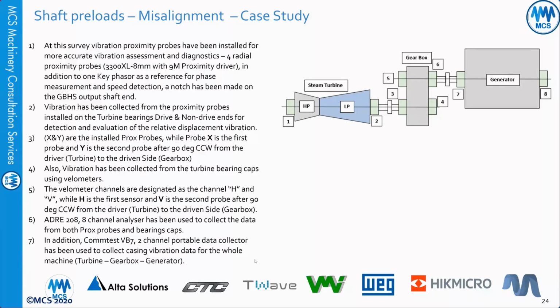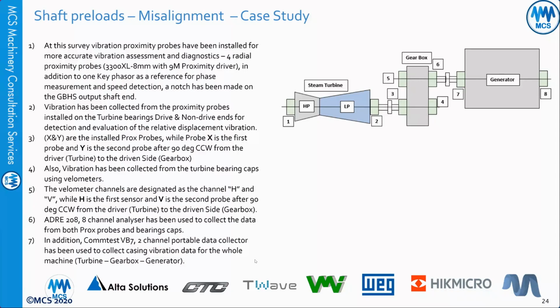X and Y probes are installed, where probe X is the first probe and Y is the second probe, 90 degrees counterclockwise from the driver, which is the turbine, to the driven side, which is the gearbox. Vibration has also been collected from the turbine bearing caps using velometers. The velometer channels are designated H and V, horizontal and vertical.